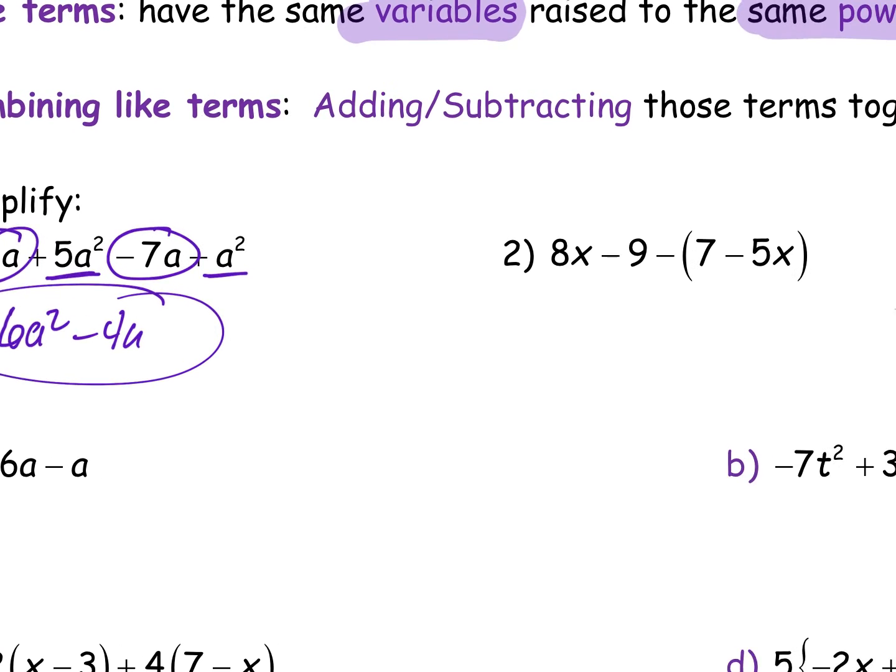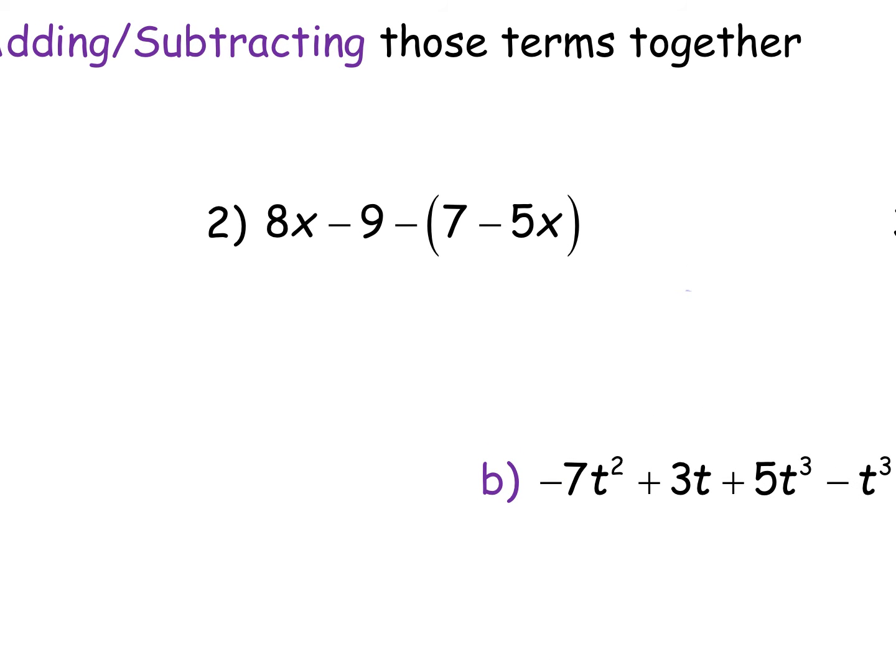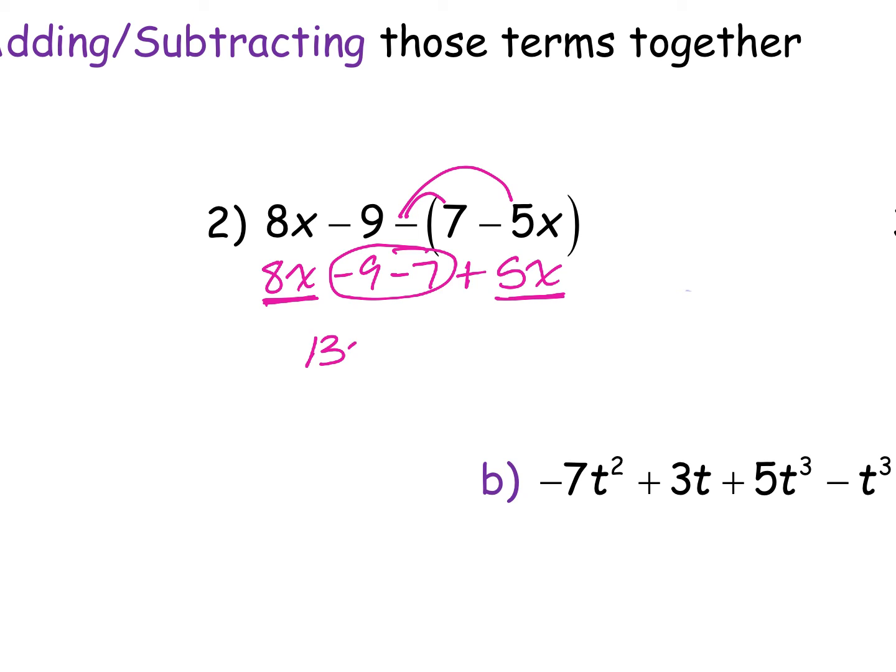So what do I need to do first for number 2? And how am I going to get rid of the parentheses? Multiply by the negative. Awesome. So I'm going to multiply by the negative. I'm going to distribute that through. So I get 8x minus 9 minus 7 plus 5x. And then I'm going to identify my like terms. So 8x plus 5x is 13x. And negative 9 minus 7 is negative 16. Done.